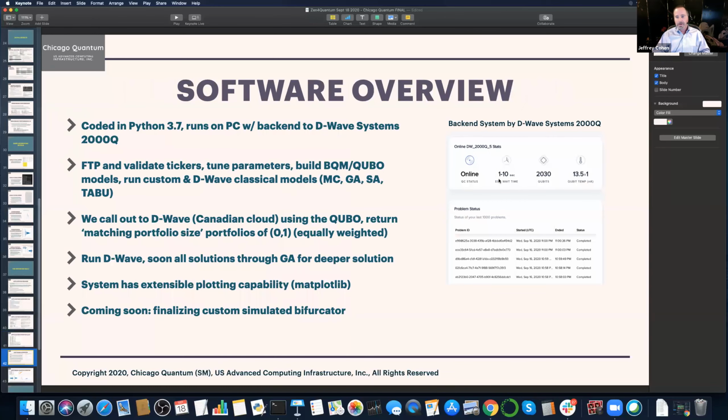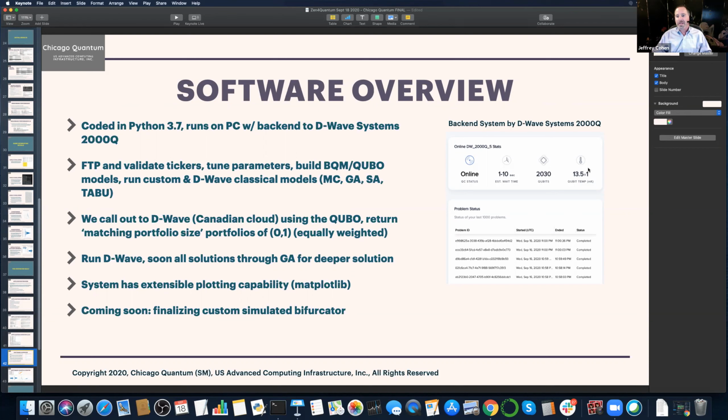Software overview: we run it on the D-Wave. By the way, you see 2,030 qubits were up 2 days ago. That's why you can't run 65, you've got to run 64, because even 1 or 2 qubits being out, now I've got a problem, right?